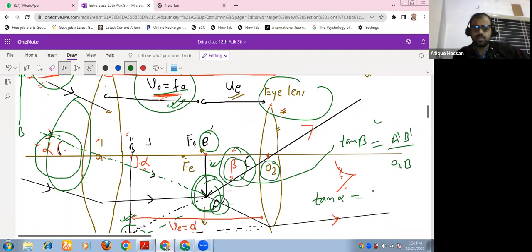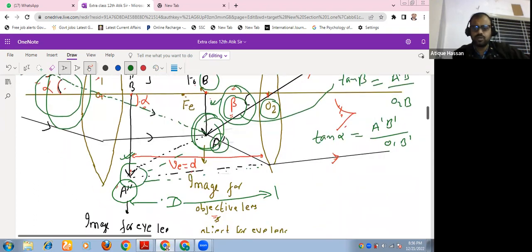Tan alpha will be equal to A dash B dash divided by O1 B dash, right? That will be the tan alpha. So now we know that we are using paraxial rays, so all the angles alpha and beta are small. So tan alpha can be written as alpha and tan beta can be written as beta.